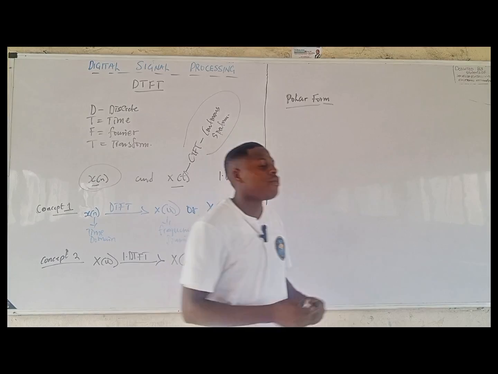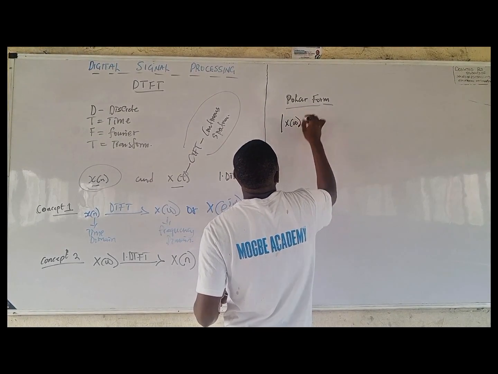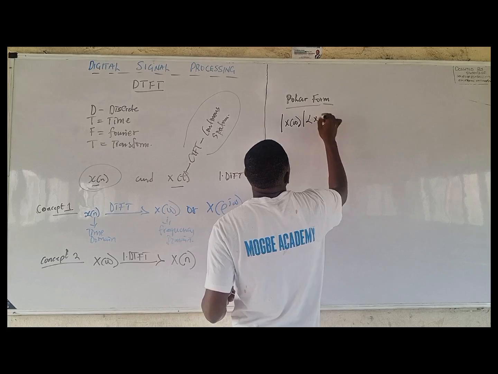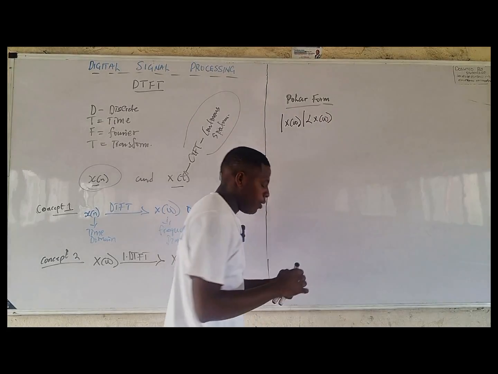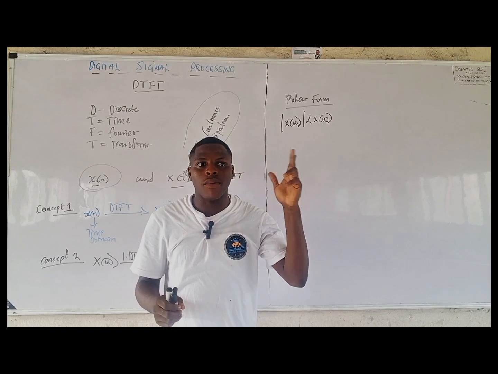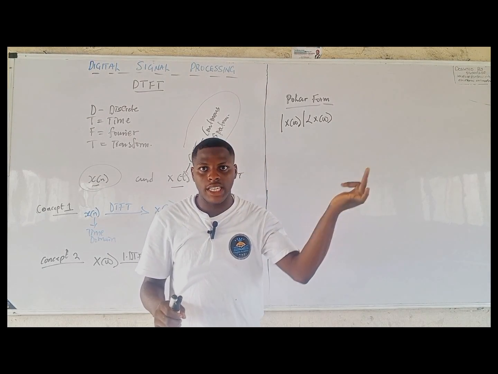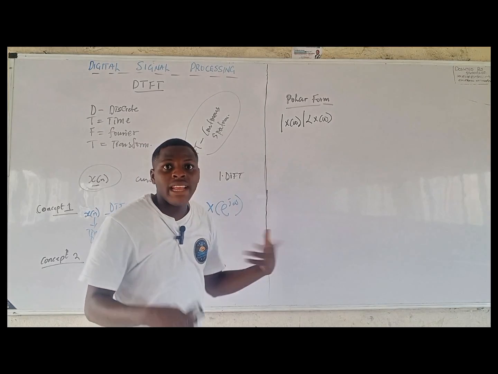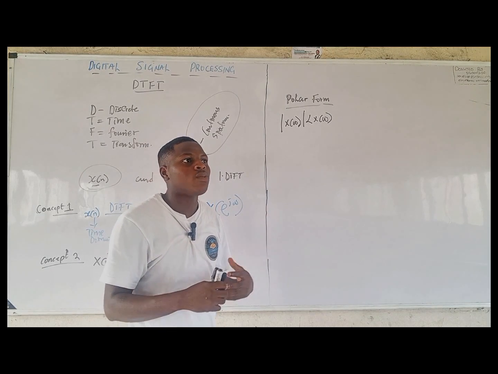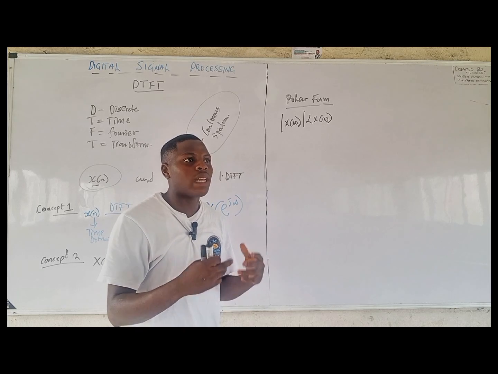And if you have the signal in this manner, now, if your signal is given in this manner, what should come to your mind? There are two things that are very important. What are they? The magnitude and the phase. That's why we study DTFT.